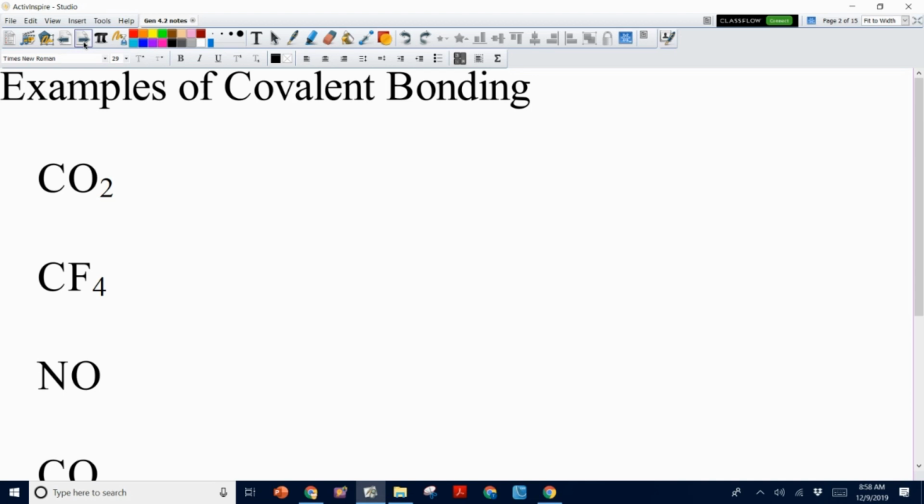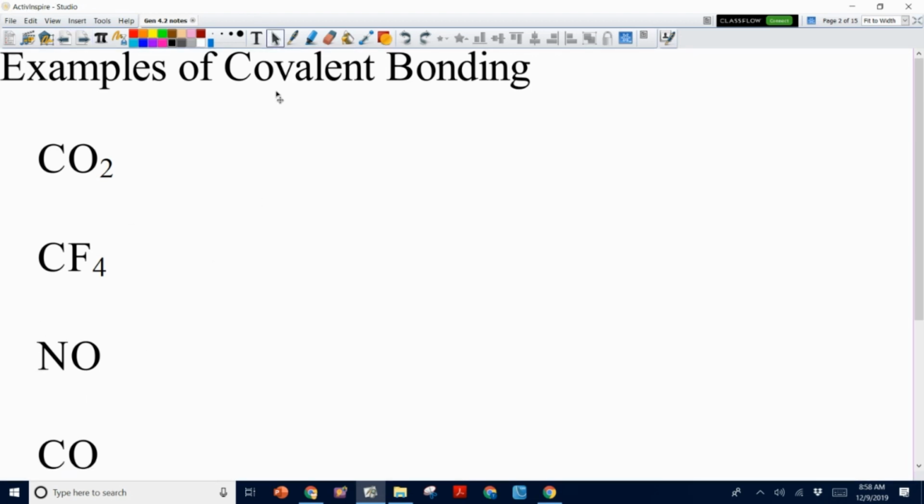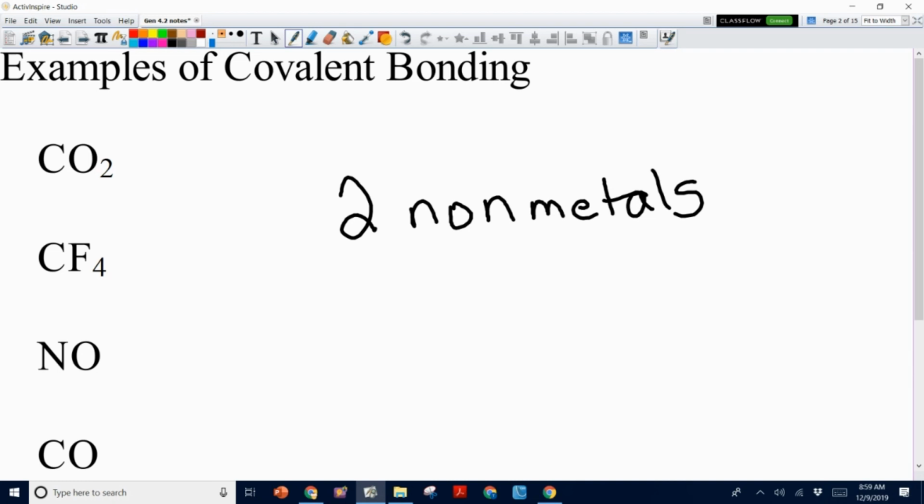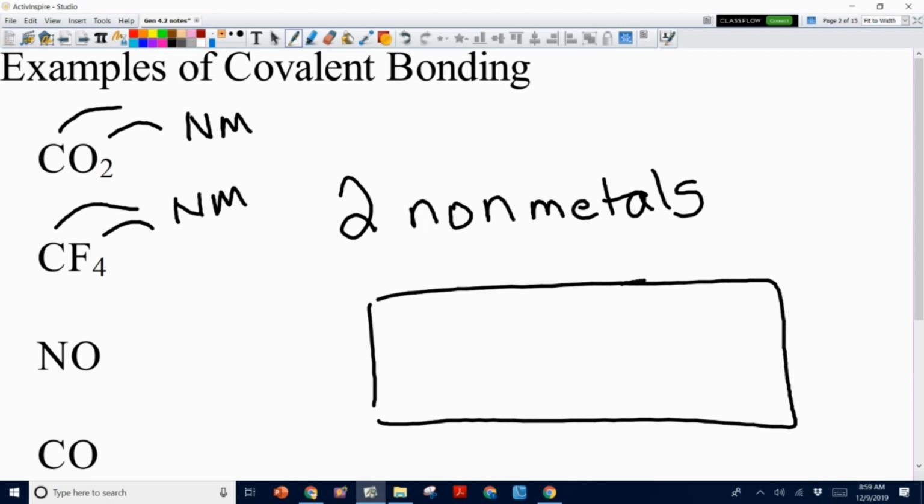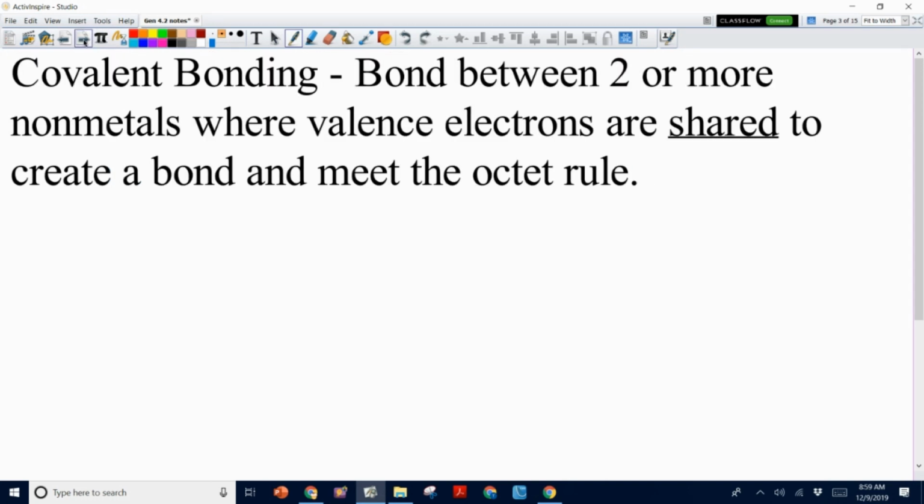So examples of covalent molecules are CO2, CF4, NO, and CO. Now remember that covalent molecules are two nonmetals bonded together. If we look at carbon and oxygen, those are both nonmetals. Carbon and fluorine are both nonmetals. Now remember, on the periodic table, nonmetals are on this side of the stair-step line. So two nonmetals, that's what we're talking about here.